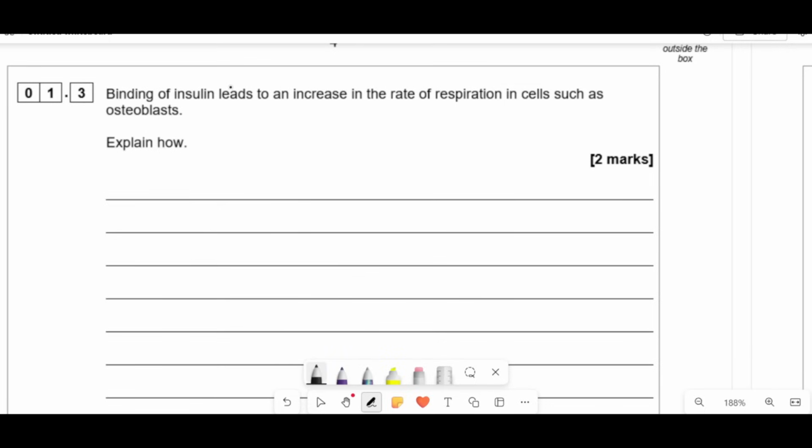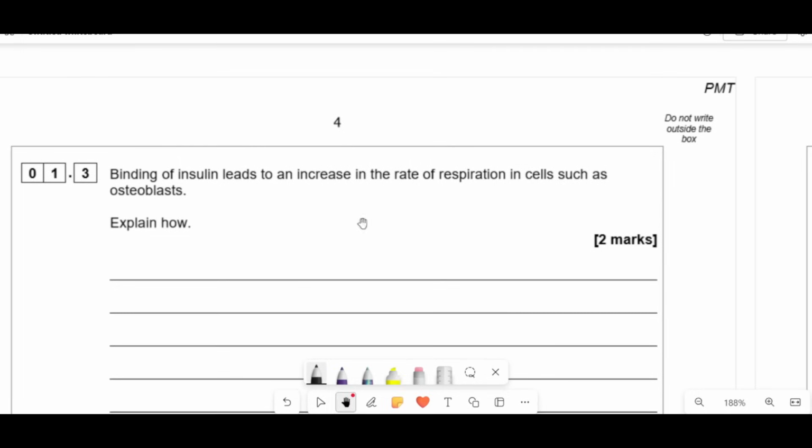So then it says binding of insulin leads to an increase in the rate of respiration in cells, such as osteoblasts. Explain how. So what they're saying is this binds to the cells and all of a sudden you get an increase in the rate of respiration. So insulin, remember, is all about shoving glucose into cells. So the way it works is it will bind to a receptor like that, right? And then you get these GLUT4 channel proteins carried in vesicles, they fuse with the membrane, and they make a nice opening for the glucose to enter via facilitated diffusion.